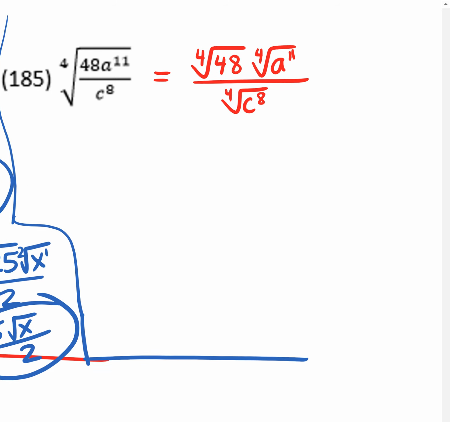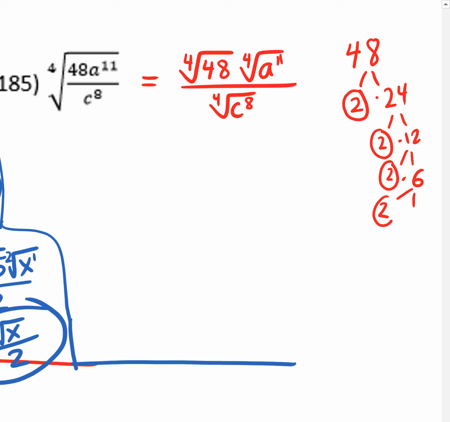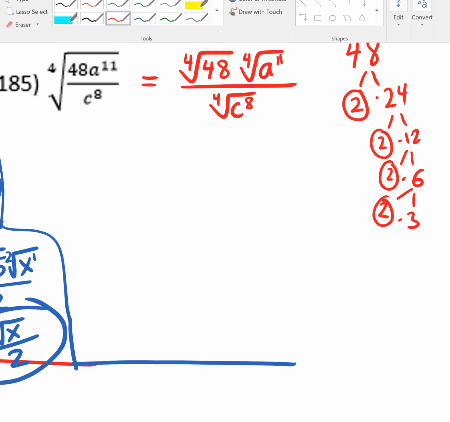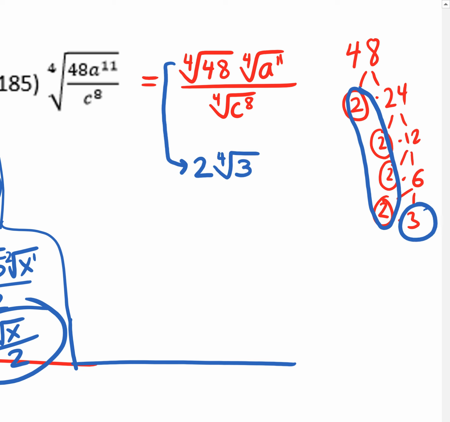So, the 48, I'm going to see if it can break down. 48 is what times what? Maybe 2 times 24. 24 is 2 times 12. 12 is 2 times 6. 6 is 2 times 3. Since this is a 4th root, the index is 4. I need a group of 4 primes to escape, and I happen to have exactly that. So this 4th root of 48 becomes 2, because a 2 got to escape since there was a group of 4. But then there's one left out, the 3, who has to stay inside the 4th root. All right, so that's good for the number.